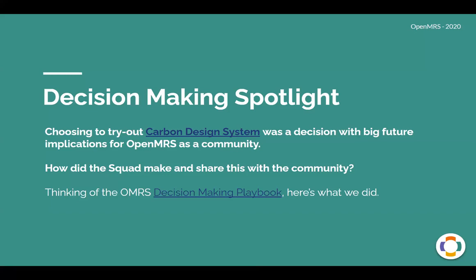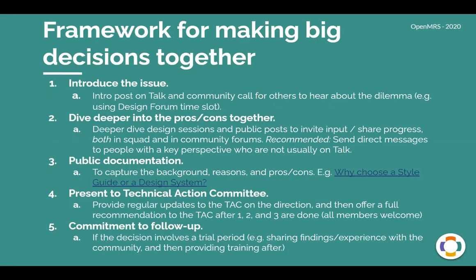So how did we make this decision, and how did we share that process with the community? So here's what we did. First, we introduced the issue. We used Talk to explain the dilemma and the problems that we were experiencing with the style guide that we were using. We did multiple deep dive sessions and public posts to try to understand the pros and cons of different approaches and the different options that are out there.